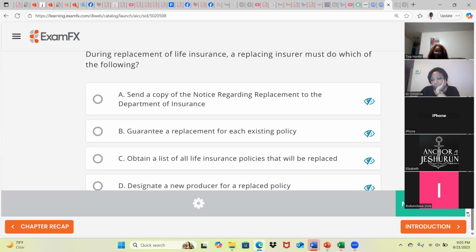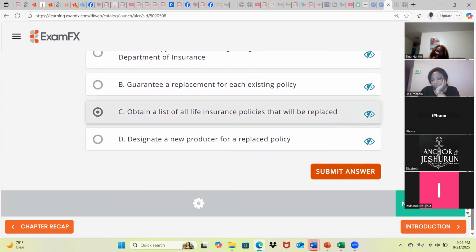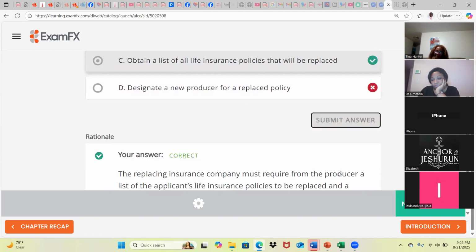Okay, so which one is compulsory? If both are right, the Department of Insurance is looking more like regulatory. Like I said, I'm going to default with C, and then we'll learn. Yeah, C will be the right one. Let's go with C, and again it's 50-50 here.